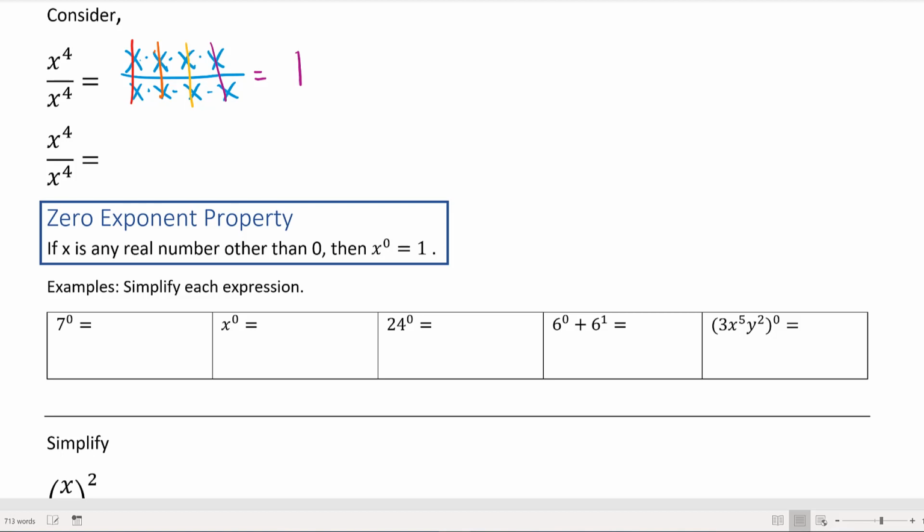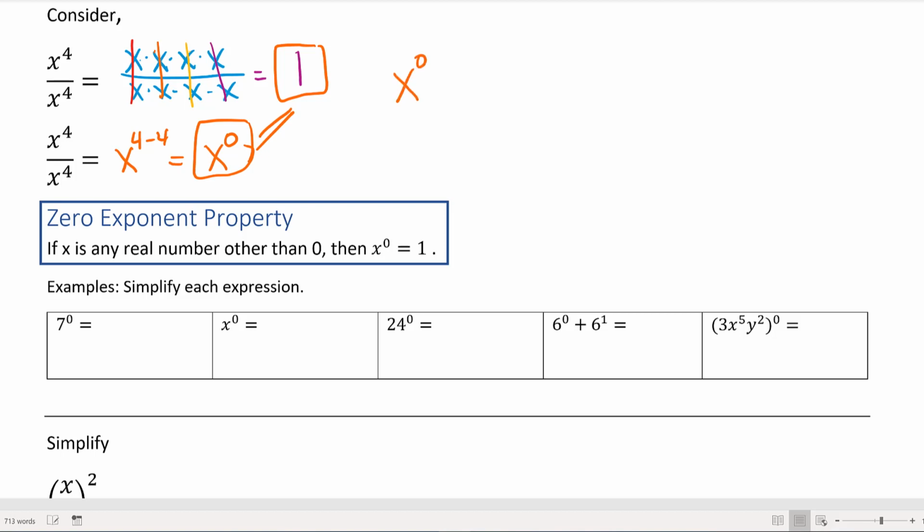That's interesting. But what if I use the quotient property, where I take the exponent in the top, 4, minus the exponent in the bottom, 4? That gets me x to the 0. Well, which one of these is correct? Is it 1 or is it x to the 0? Well, I submit that these two are equal and that they're the same thing.